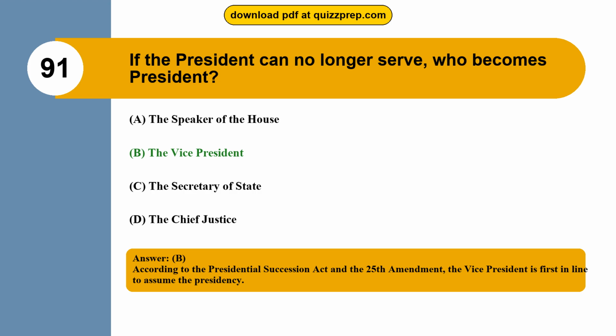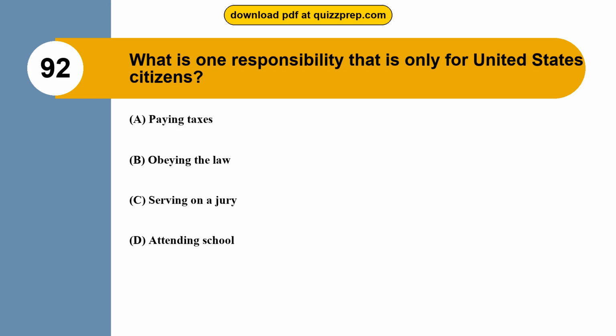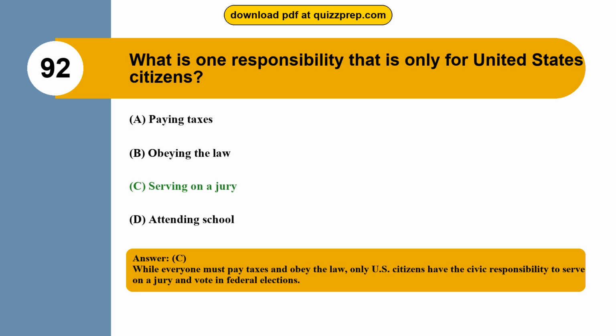Question 92. What is one responsibility that is only for United States citizens? Option A, paying taxes. Option B, obeying the law. Option C, serving on a jury. Option D, attending school. The correct answer is option C, serving on a jury. While everyone must pay taxes and obey the law, only U.S. citizens have the civic responsibility to serve on a jury and vote in federal elections.